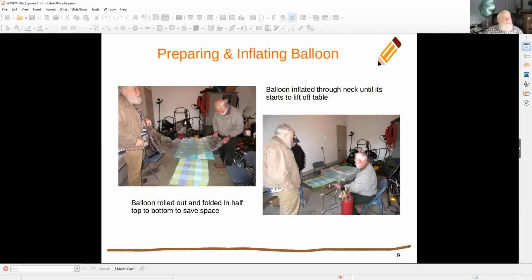Now we learned from the second launch, this is the third launch, that if you try to fill the balloon up fully extended, it's going to be rubbing up against the ceiling of Mel's garage. So we folded the balloon in two, and we put a small little piece of painter's tape on there, and that keeps the balloon folded in two. And then Mel added some hydrogen.